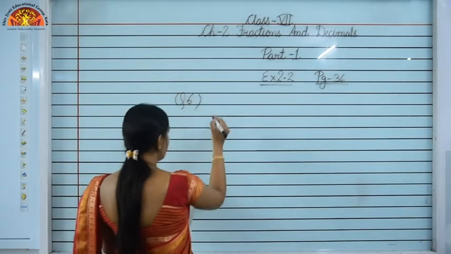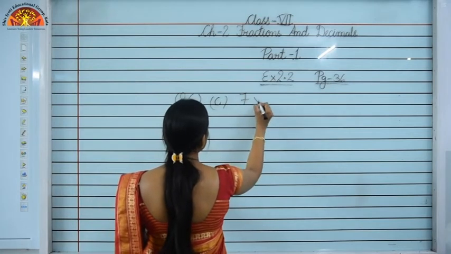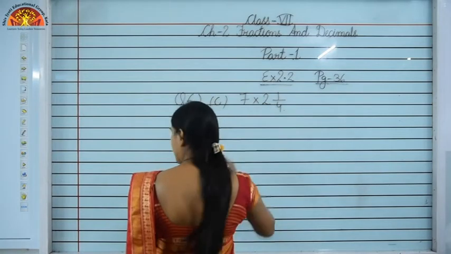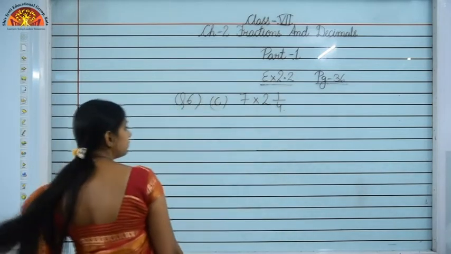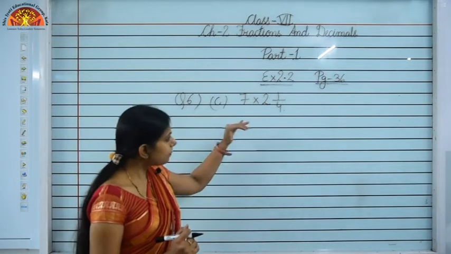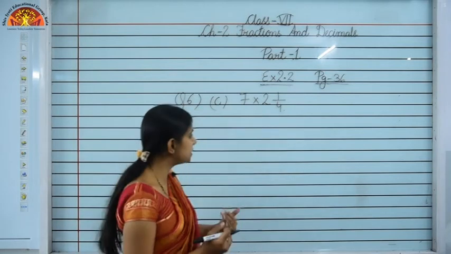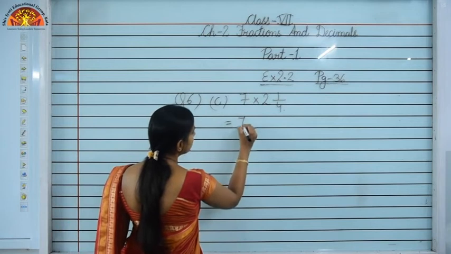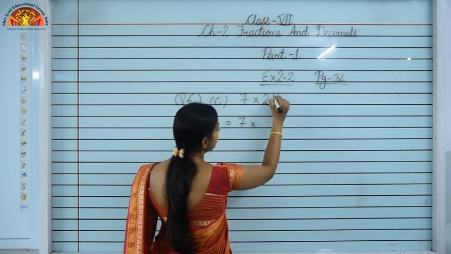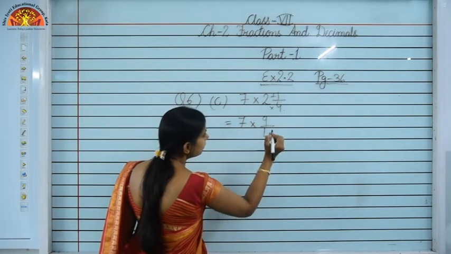Question number 6, we will do the C part, okay? That is 7 into 2 1 upon 4. Whenever a mixed fraction has been given to you, first of all you have to change it into an improper fraction. जब भी आपको मिक्स फ्रैक्शन दे रखा है तो सबसे पहले आप उसको क्या करेंगे, इम्प्रॉपर फ्रैक्शन में चेंज करेंगे. So just see over here, that is 7 into. Now you can see that is 4 into 2, 8 and 8 plus 1 is 9. So we can just write 9 upon 4.